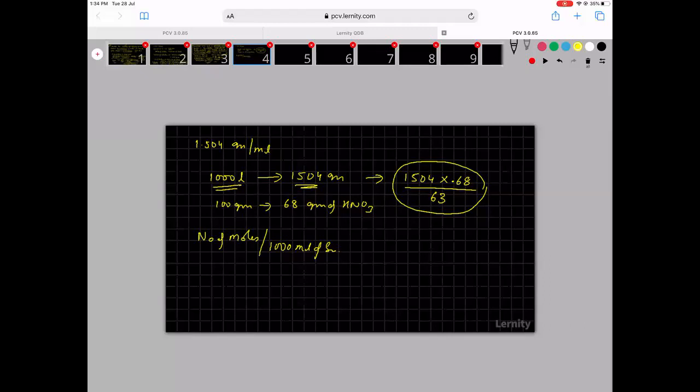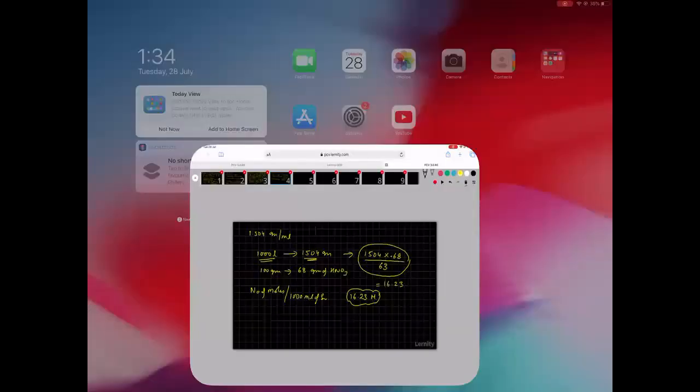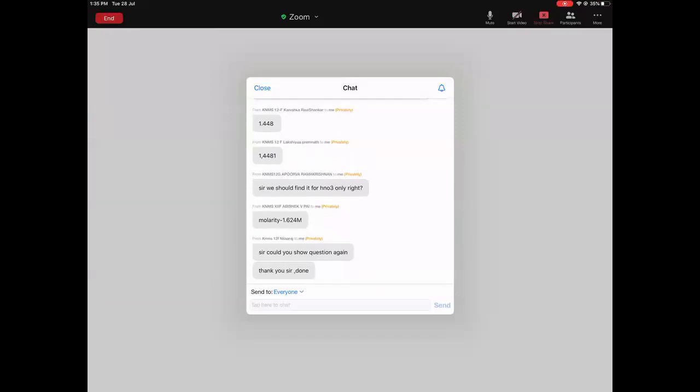So if I can work it out, it will be 1504 into 0.68. When I do that, it will be some 1022 divided by 63. So it works out to be 16.23. Okay. So the molarity of the solution will be 16.23 molar. So it is a 16.23 molar solution. One decimal wrong. It should be 16.23 molar.